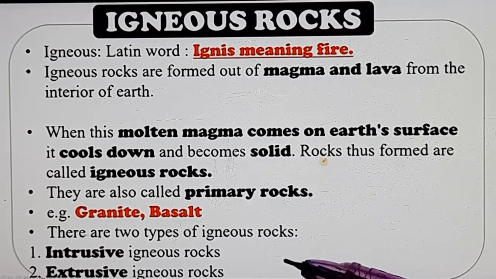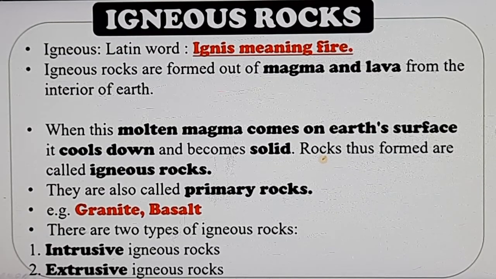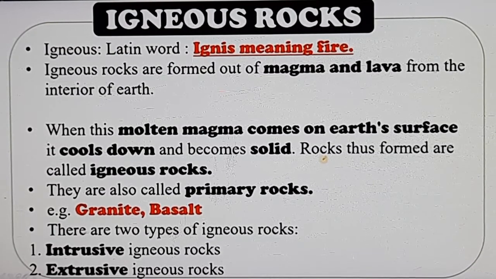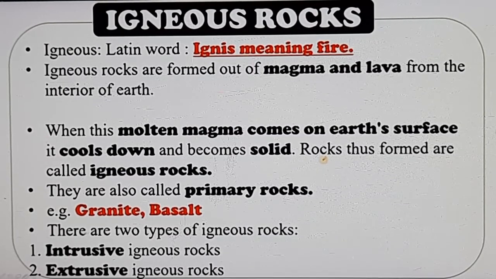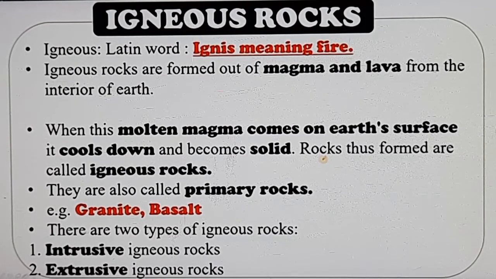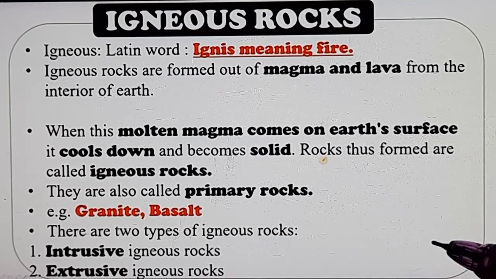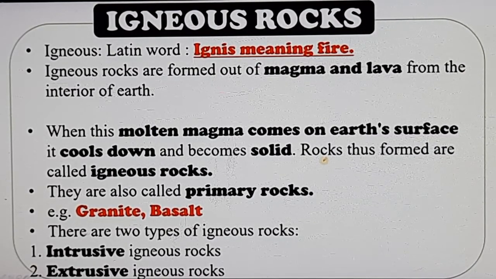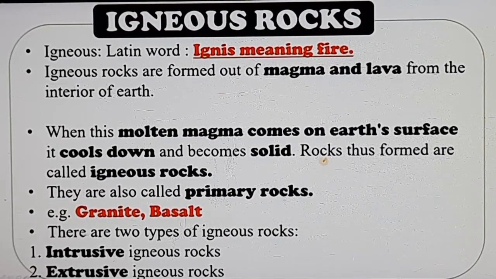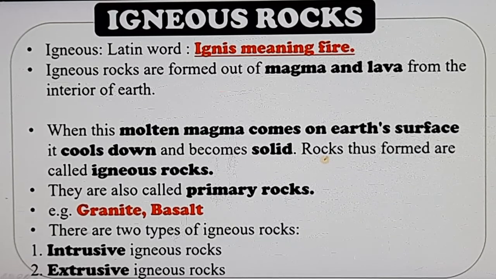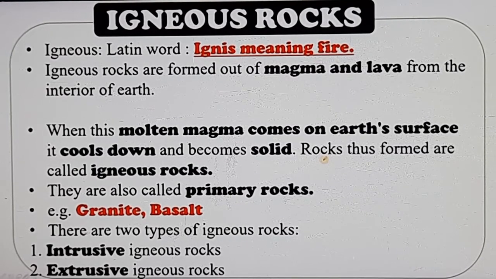If we talk about igneous rock, it can also be classified into 2 types. The first one is intrusive igneous rock and the second one is extrusive igneous rock.